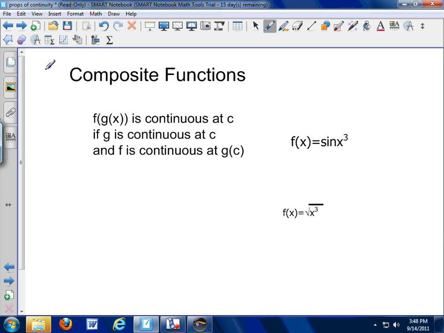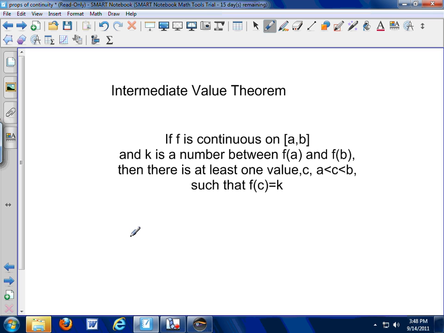All right, the intermediate value theorem. You've seen this before, you just may not realize it. If my function is continuous on some closed interval, which includes the endpoints a and b, and k is a number between f of a and f of b, then there's at least one value c between a and b such that f of c is equal to k.